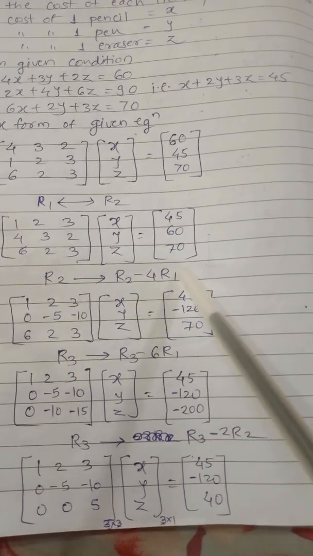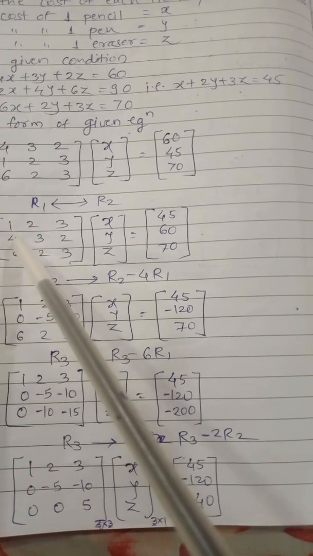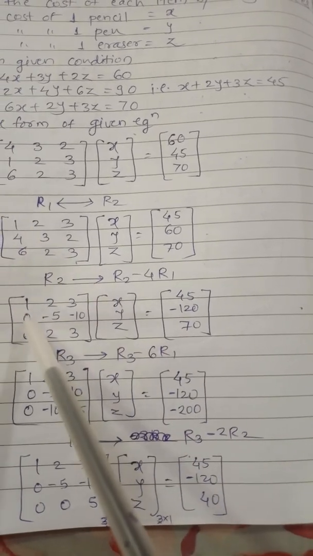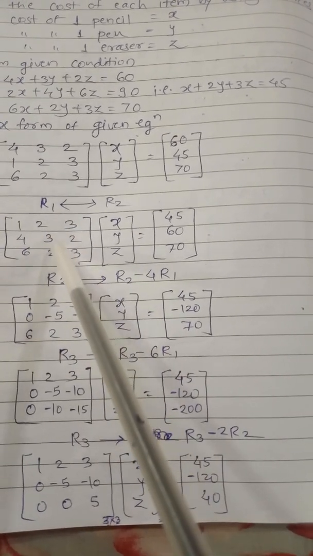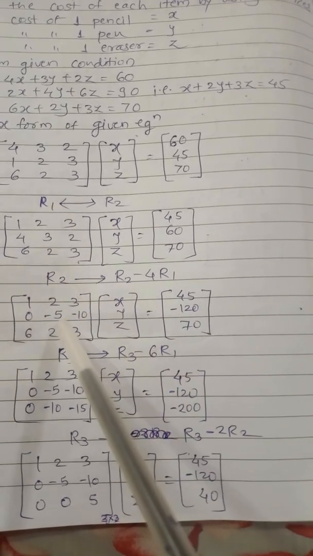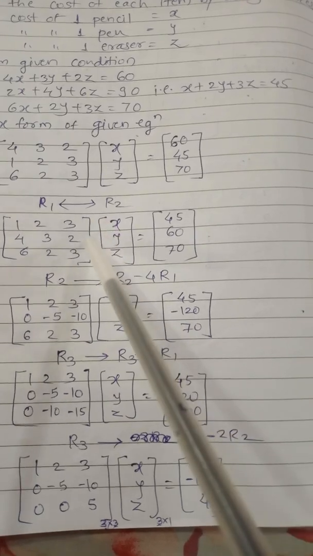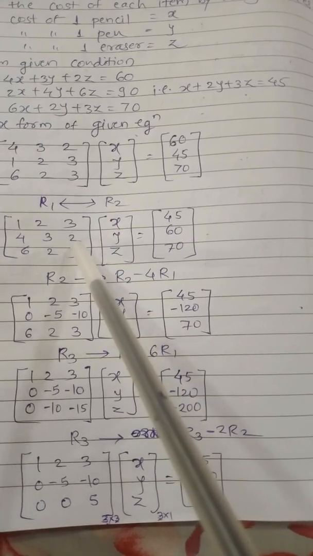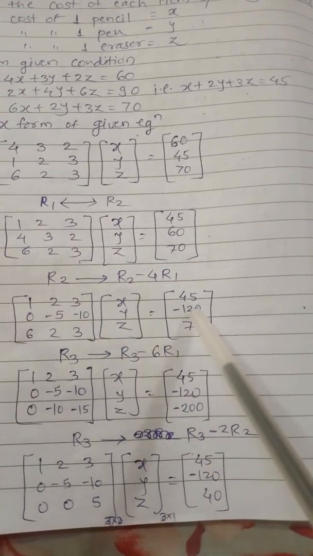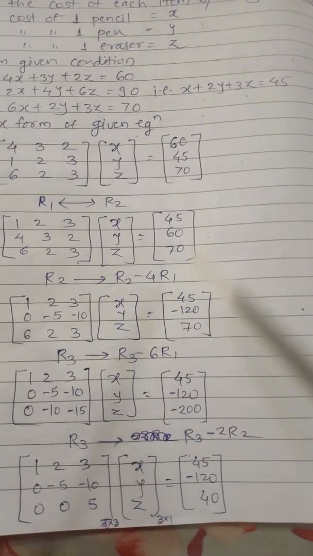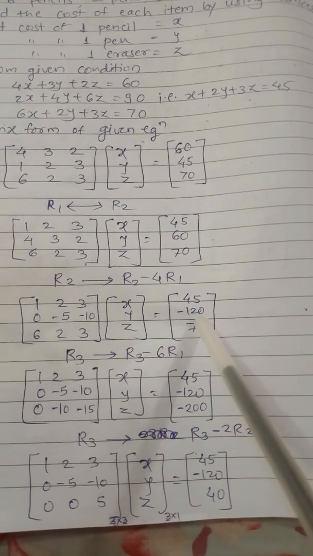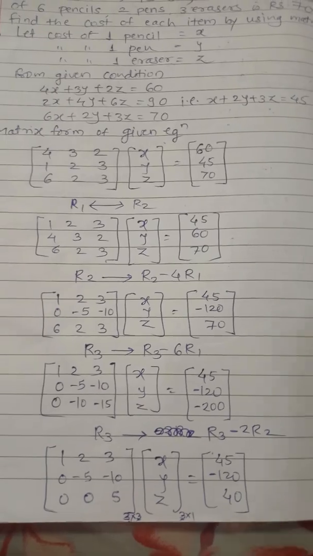Now see R2 minus 4R1. So R2 is 4 minus 4 of R1. So 4 minus 4, here we get 0. Next 3 minus 4 twos are 8. So 3 minus 8, we'll get here minus 5. And the next one, 2 minus 4 threes are 12. So 2 minus 12, we get here minus 10. Similar changes we have to make here. So R2, that is 60 minus 4 of R1. So here by subtracting we get minus 120.